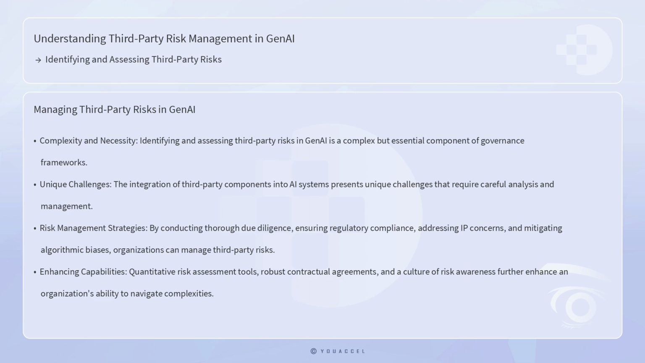Quantitative risk assessment tools, robust contractual agreements, and a culture of risk awareness further enhance an organization's ability to navigate the complexities of third-party risk management in GenAI. These efforts are critical to ensuring the integrity, security, and ethical functioning of AI technologies.